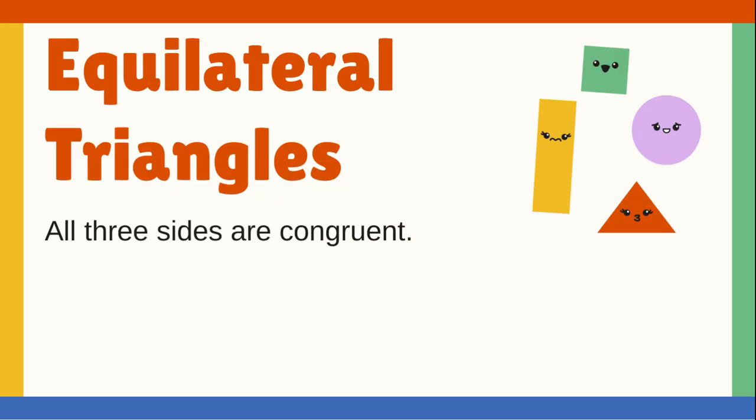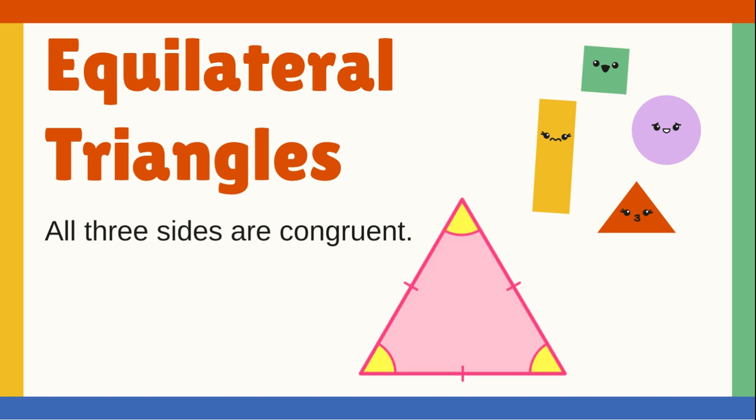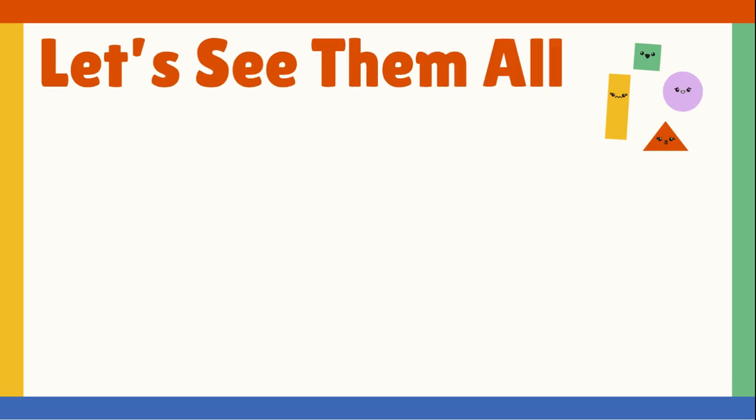And then if all three sides are congruent or the same, you would have an equilateral triangle. So that would look something like this. You have three angles that are the same and three sides that are the same length.